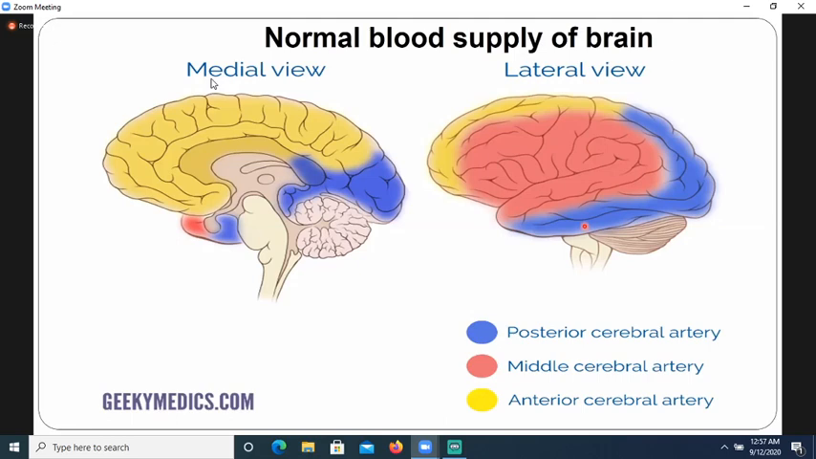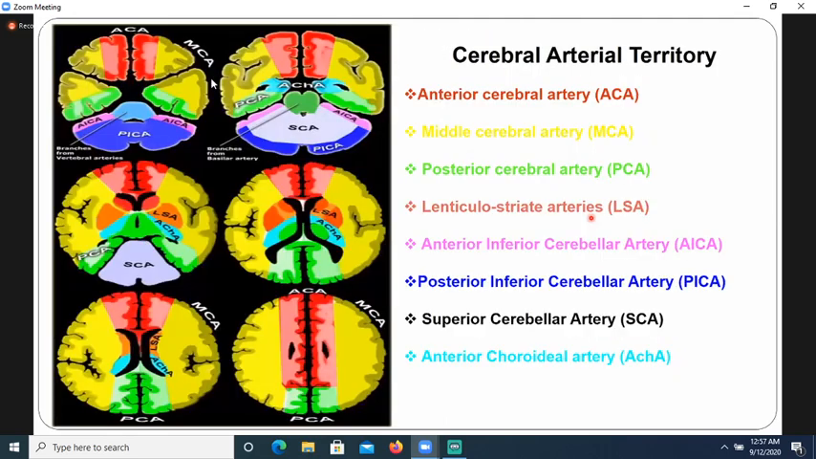Territory-wise, this red is highlighted by the anterior cerebral artery, which supplies the medial aspect of the cerebral hemisphere and part of the lateral surface. And then this yellow is the middle cerebral artery, which supplies most of the lateral aspect of the cerebral hemisphere. And then there is the posterior cerebral artery, which supplies the posterior aspect of the occipital lobe and part of the thalami.